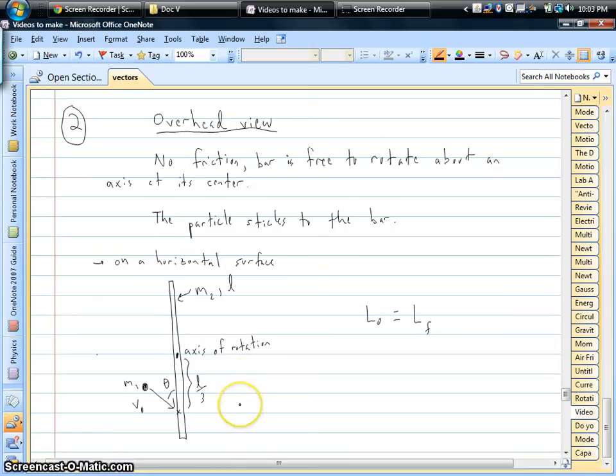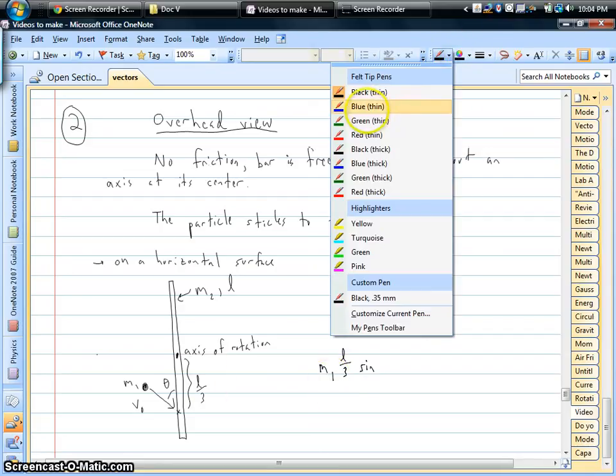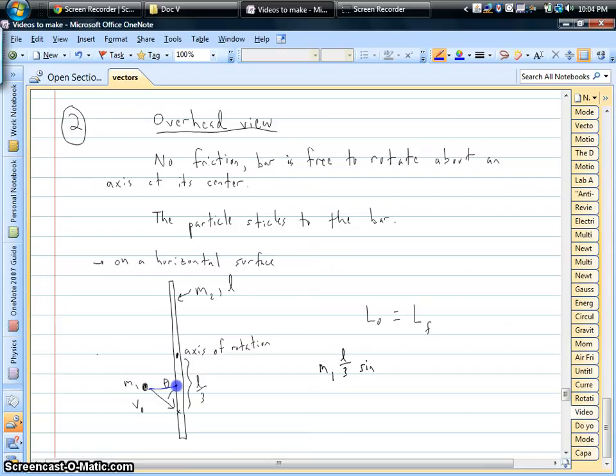And the ball just comes flying in. Now in this case, initially, the only thing moving is the little ball or particle. Okay. So that's coming in, it has mass m1. It's hitting some distance away from the axis of rotation. In our picture, that's 1/3 of the length away from the center. Okay, and it's hitting at some angle right there. So we need the sine of the angle. Okay, in other words, we need the perpendicular piece of motion relative to the axis of rotation.